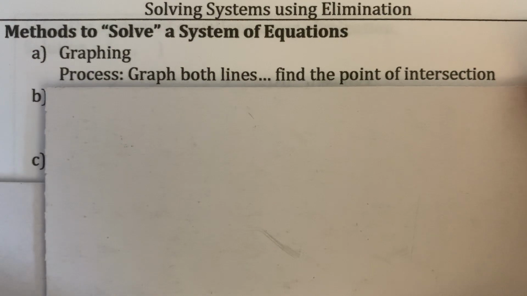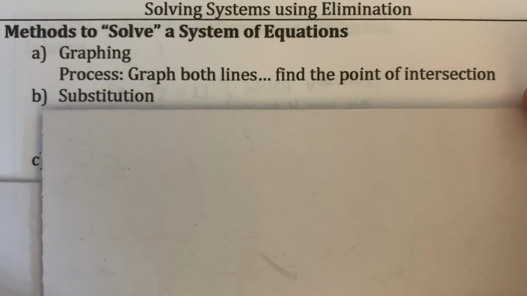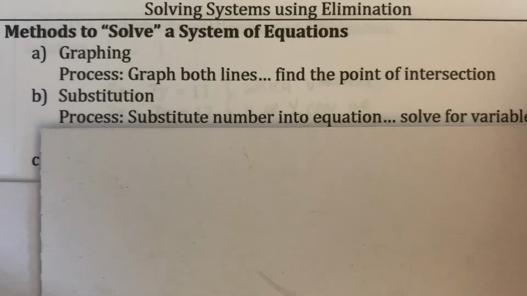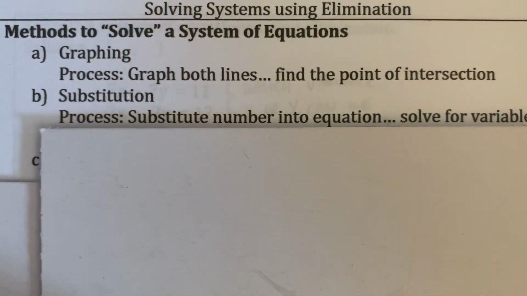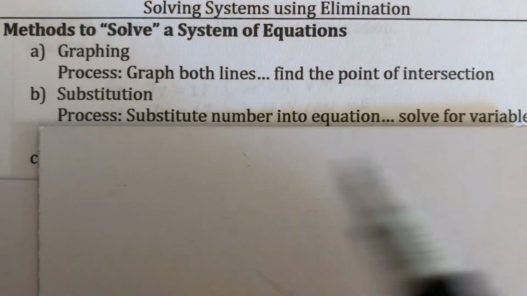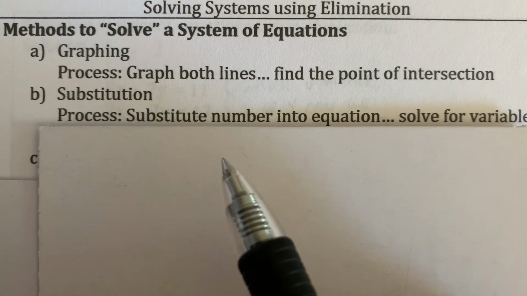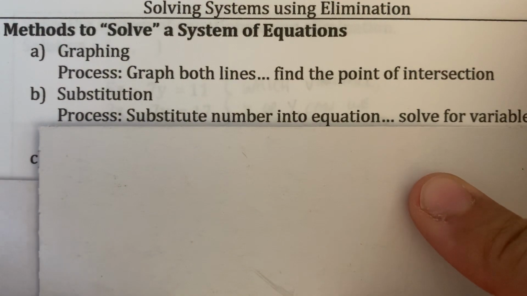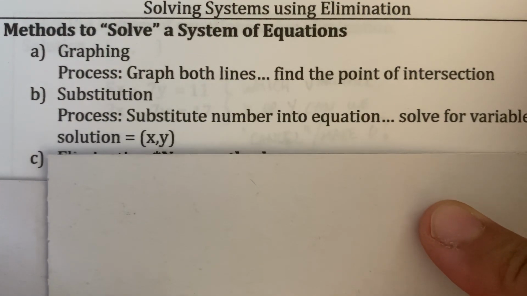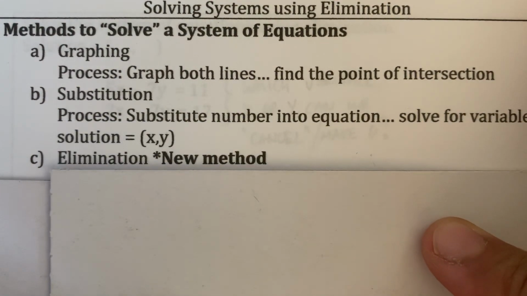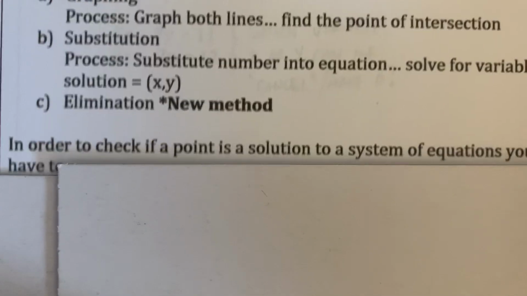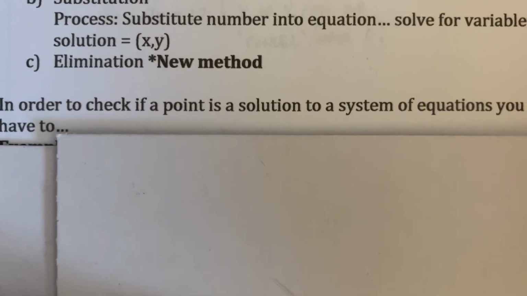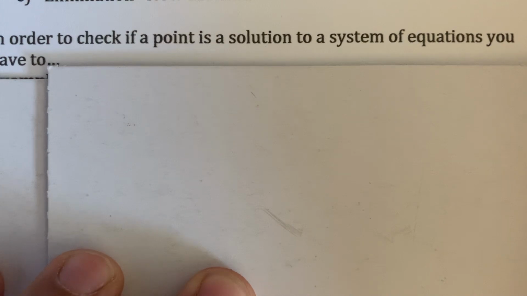Our second method to solve a system of equations is substitution. And the process for that one is you substitute one number into the equation, and then you solve for the other variable. That's when I talked about how the y is like the teacher, the number is like the substitute, and then now we have our third method, which is going to be elimination, and we'll go over this process below. And we also want to make sure before we jump into elimination that we know how to check if a point is a solution to a system of equations.